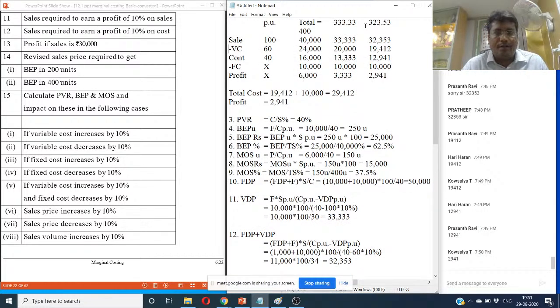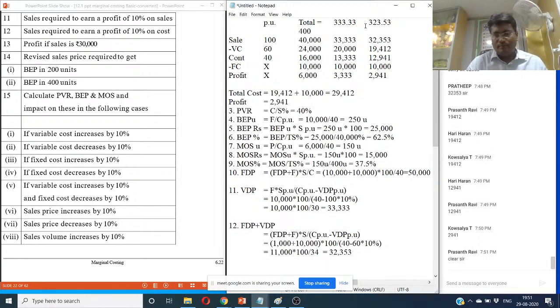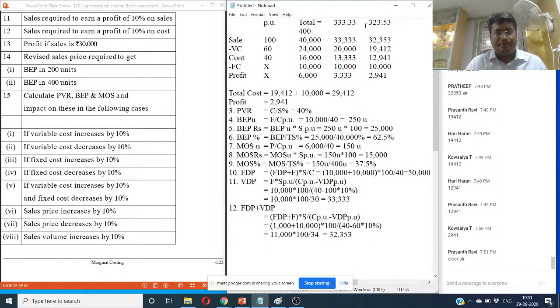So 13th is very simple, and then we'll go for the 14th. Make it faster. Yes, clear. Okay. Now, the 13th one is very simple.